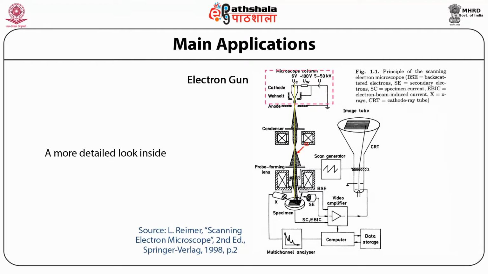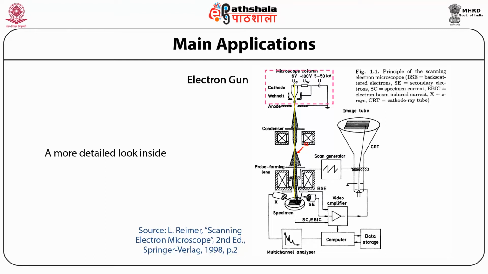So let us see a more detailed look inside a scanning electron microscope. This figure shows the principle of scanning electron microscopy, where we have an electron gun to produce the electron beam, which passes through the condenser lenses to focus the beam, and then it is focused on probe forming lenses, and then through BSE.